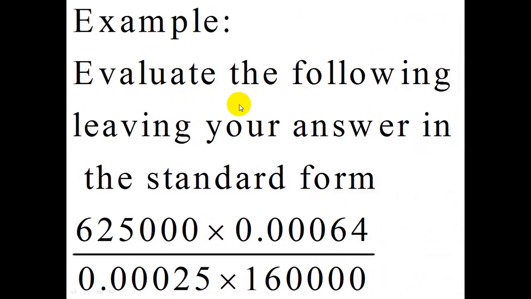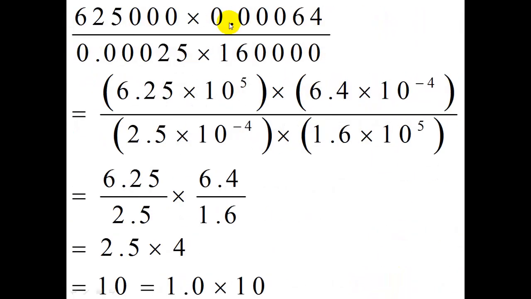Example: evaluate the following, leaving your answer in the standard form. 625,000 times 0.00064, all divided by 0.00025 times 160,000. Now let's look at how best we can solve this problem. Given 625,000 times 0.00064 divided by 0.00025 times 160,000.